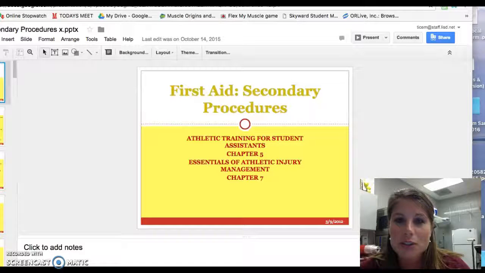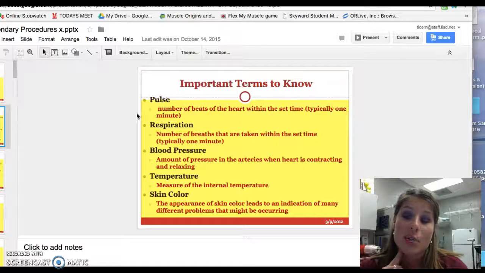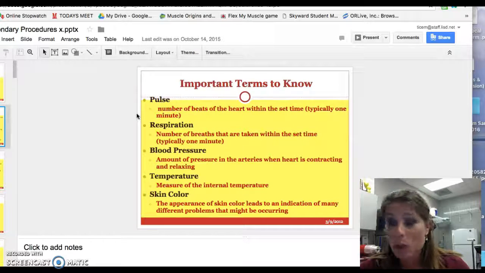Our next chapter deals with secondary assessment. Before we get into the different components of this chapter, there's some terms that we need to learn. So going to your slides, we're going to first talk about pulse. Pulse is referring to the number of times that your heart beats in 1 minute. Last week when we were checking our pulses and I was writing them on the board, your heart rate, your pulse, they both are referring to the same term.